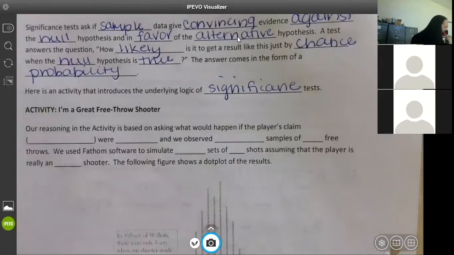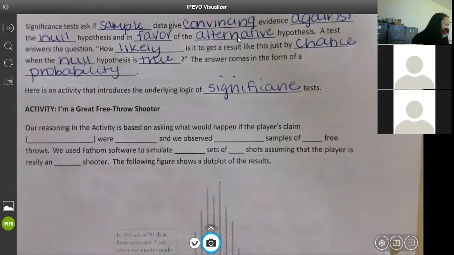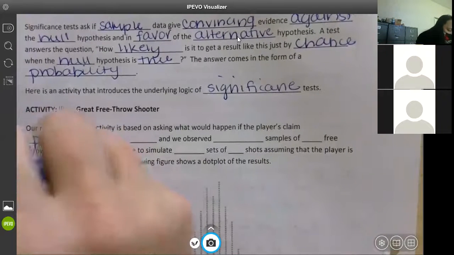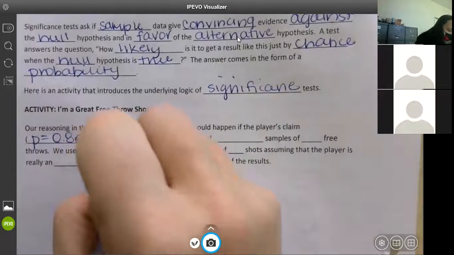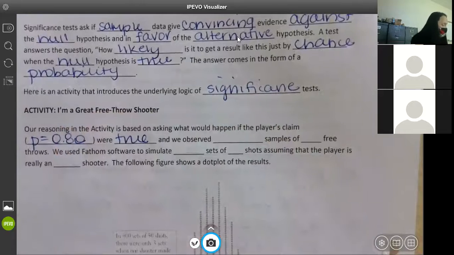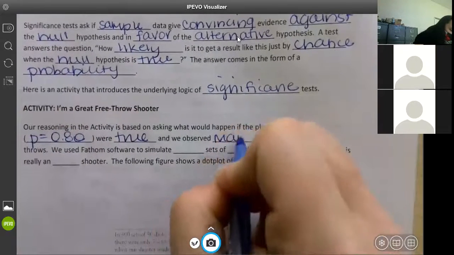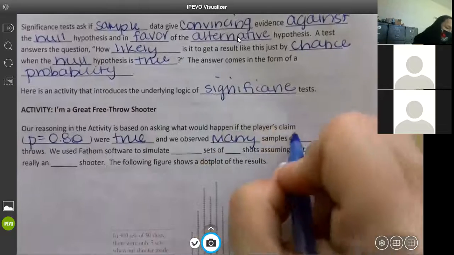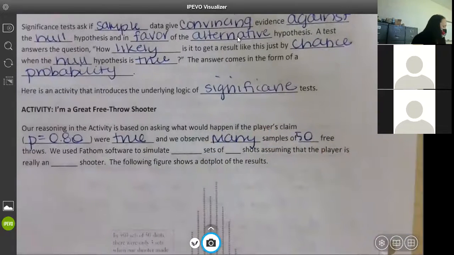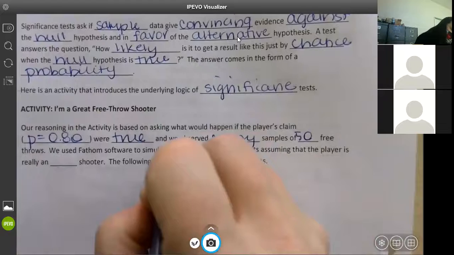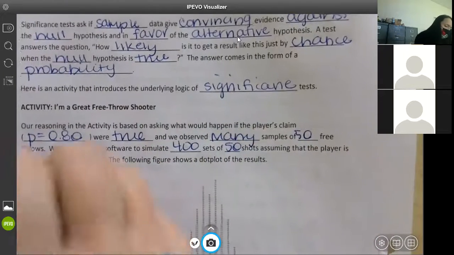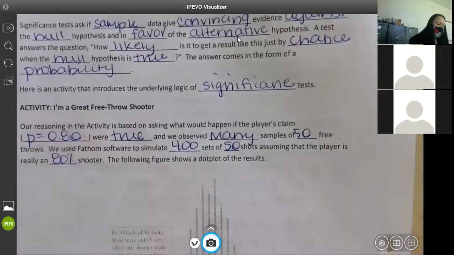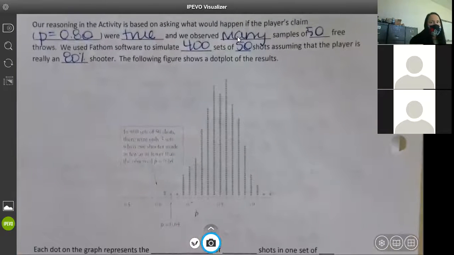Moving on. Our reasoning in the activity is based on asking what would happen if the player's claim, so he claimed 80%, just like before, were true, and we observed many samples of 50 free throws. We used the Fathom software to simulate 400 sets of 50 shots, assuming that the player is really an 80% shooter. The following figure shows a dot plot of the results. So there's all 400 of the samples.